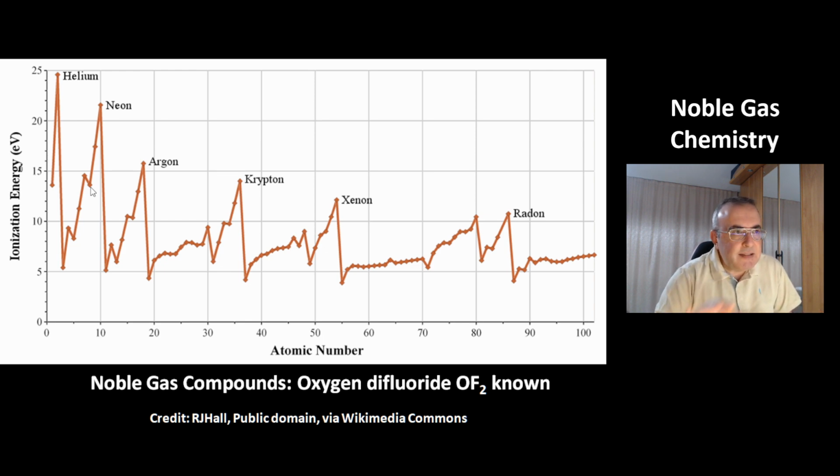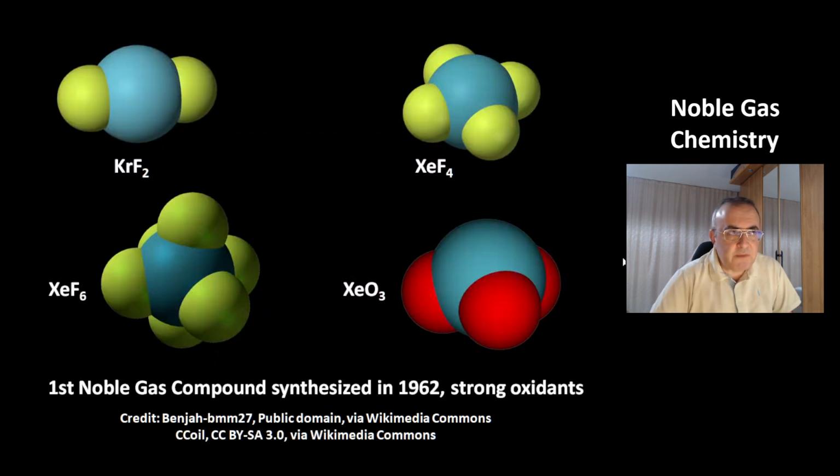And the answer is in this diagram. You pick the noble gases that have the same ionization energy as oxygen or a bit lower. And that's krypton and xenon. Here are a few examples of these compounds.